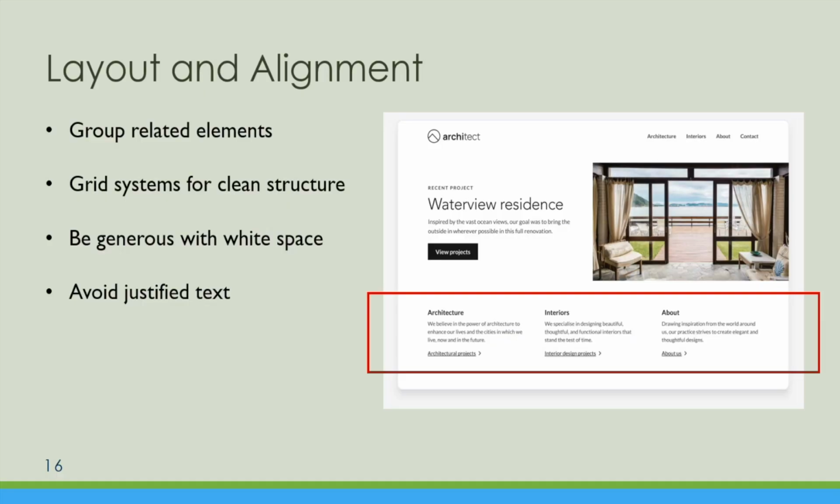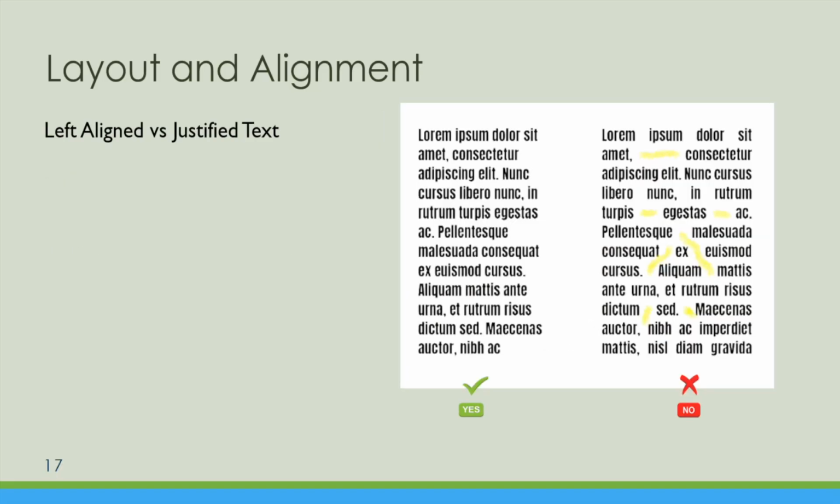Layout and alignment. A clean structure can make even a basic project look polished. Use grid systems to keep things aligned. I'm going to show you some examples of that. Use generous white space. Don't crowd your work. Typically, we prefer left-aligned text over fully justified. It's easier to read. And we're going to look at a quick before and after to see how small tweaks can make a big difference. So on this page, we've got left-aligned versus justified text.